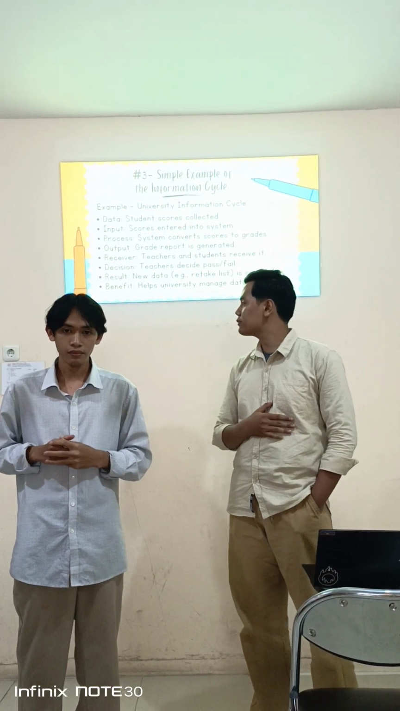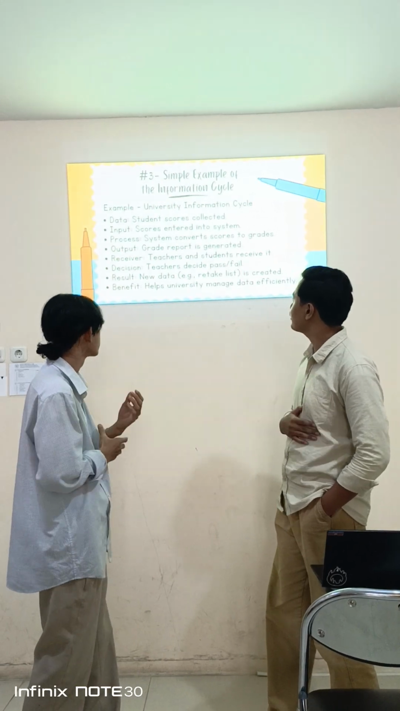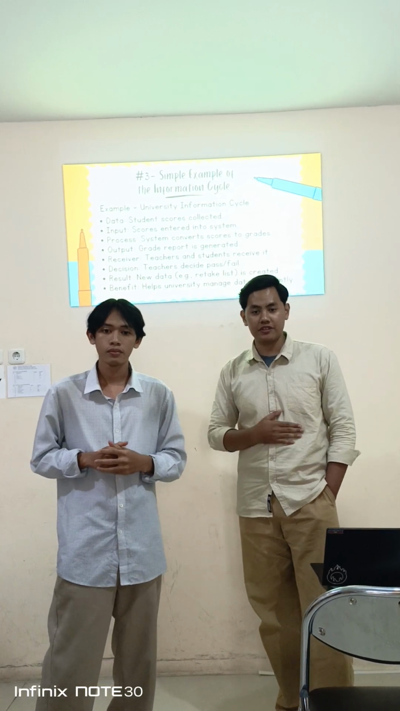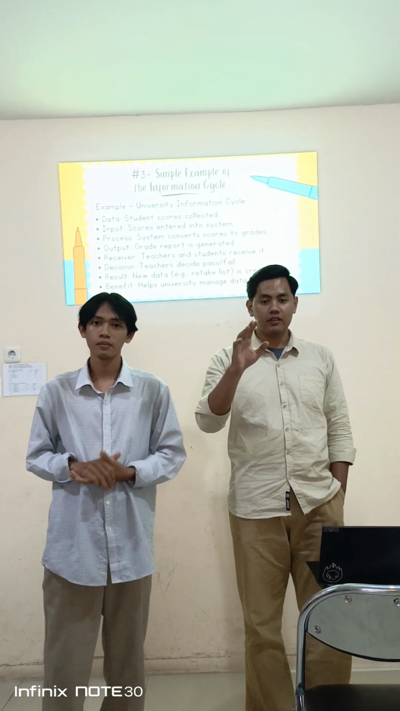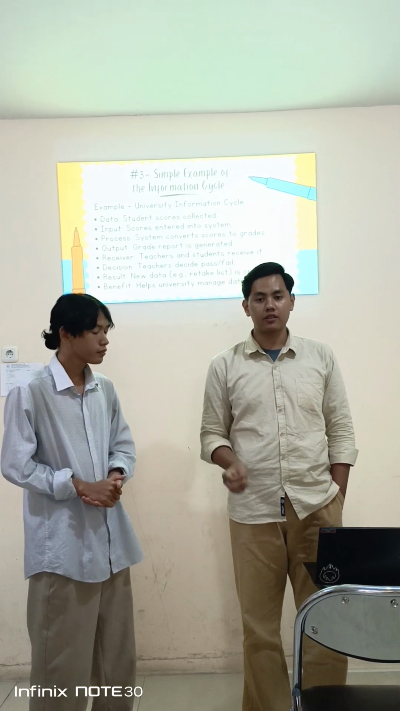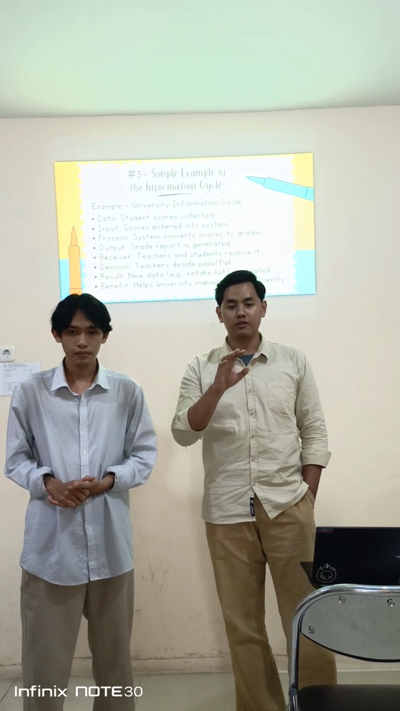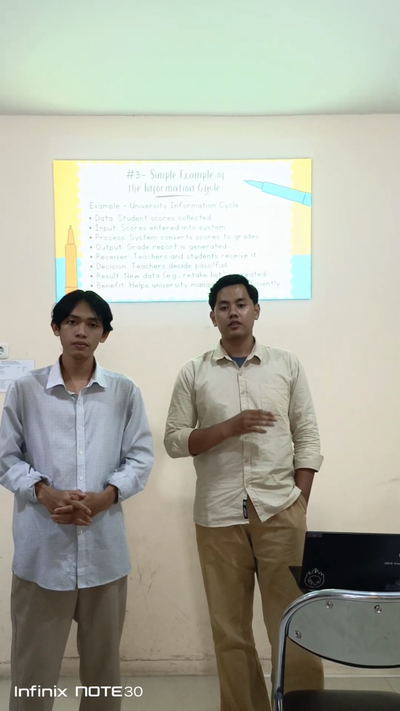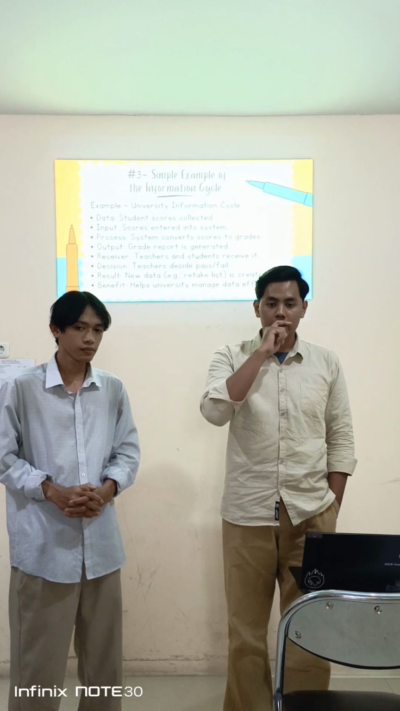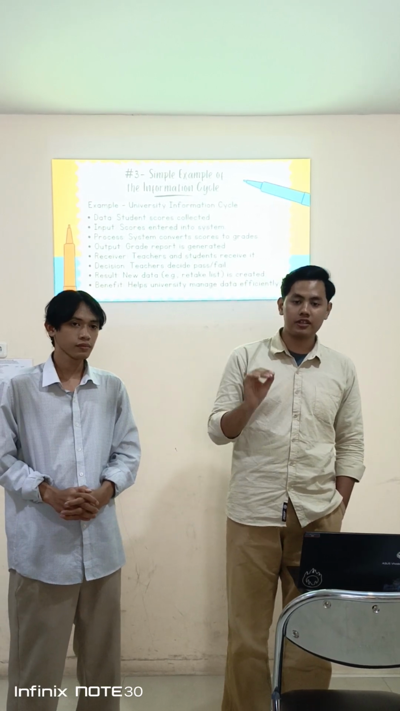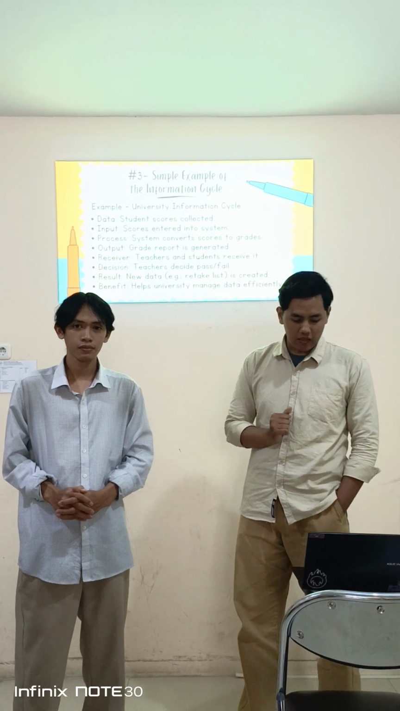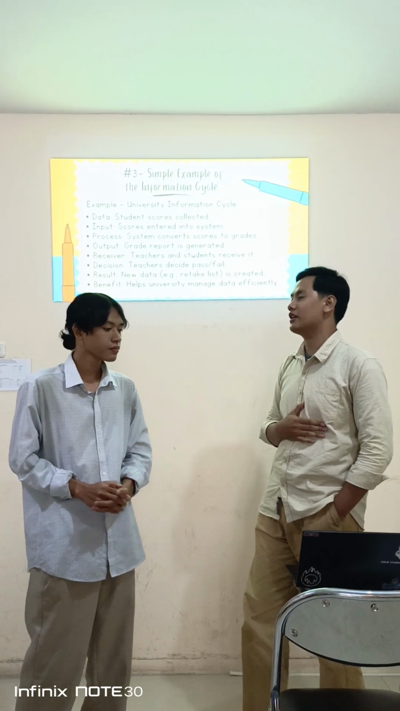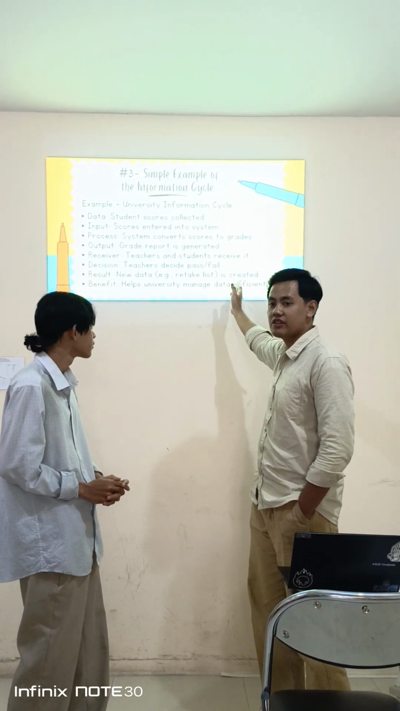Okay, so in chapter 3, a simple example of the information cycle. An example of this is in the university. Okay, the first is data. It's just like student scores being collected. Secondly, we have input. The scores are entered into the system. Third, we have a process. The system changes the scores into letter grades. After that, we have output. The grade report is generated. After that, we have a receiver, the teachers and students receive it.